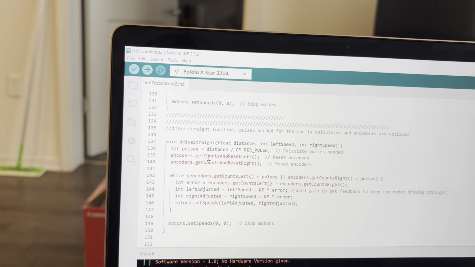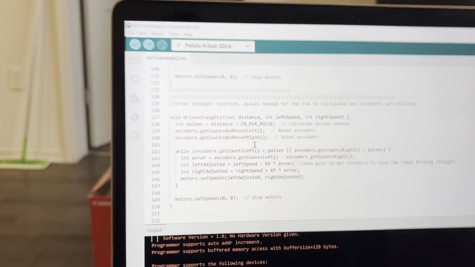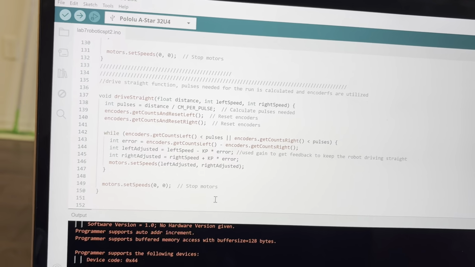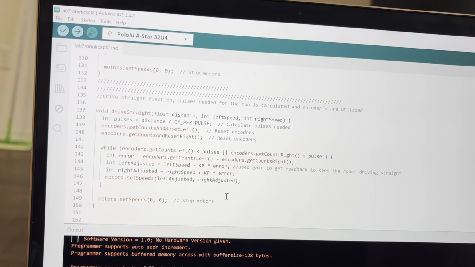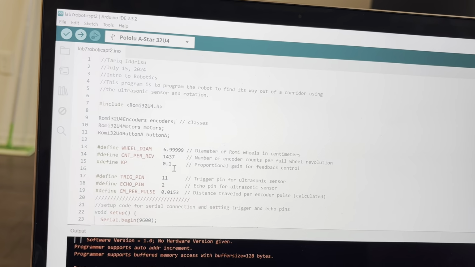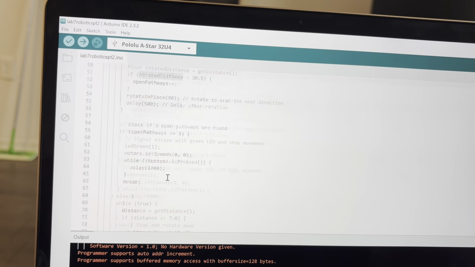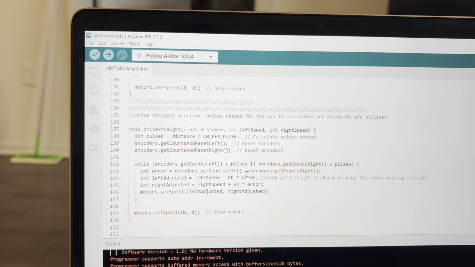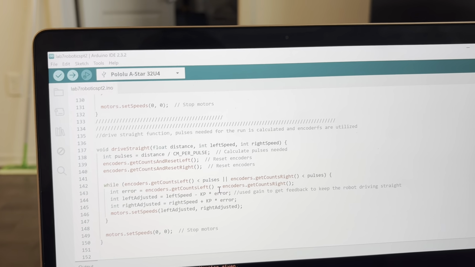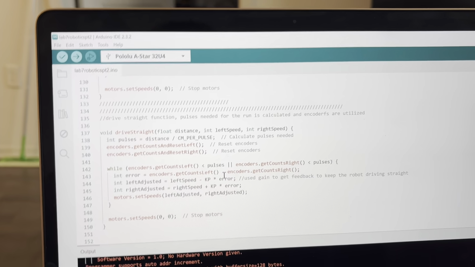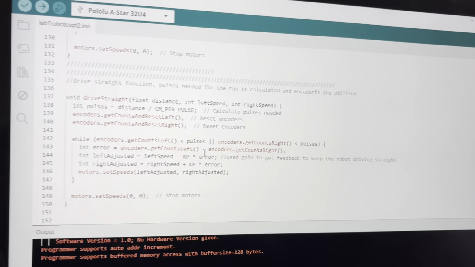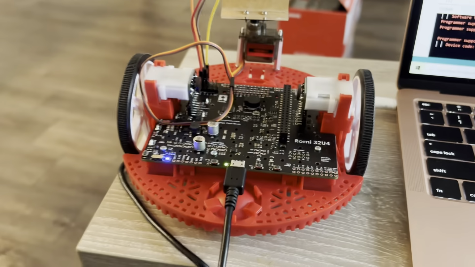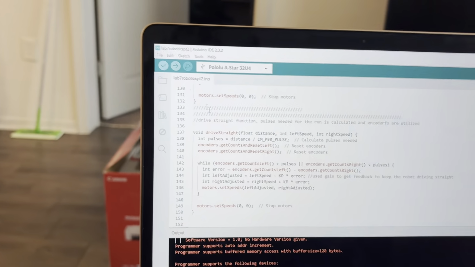Then I have my drive straight function over here. I'm resetting the encoders, and this is where the KP variable from up above comes into play. This KP, 0.1, is the proportional gain, so that it corrects my left motor to keep up with the right, since my right motor is faster. So I have my robot over here, and I'm going to upload the code.